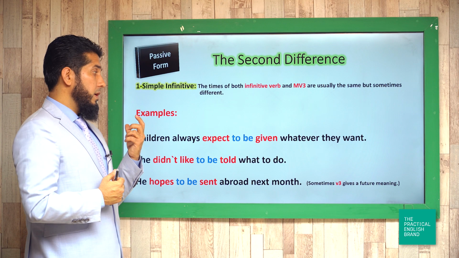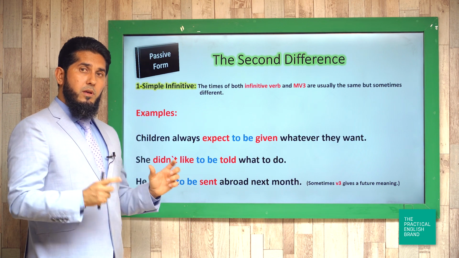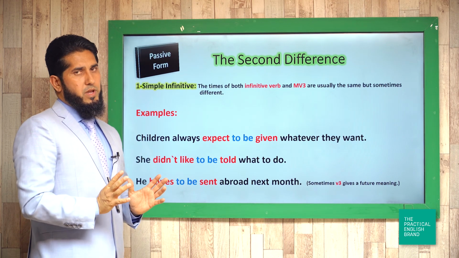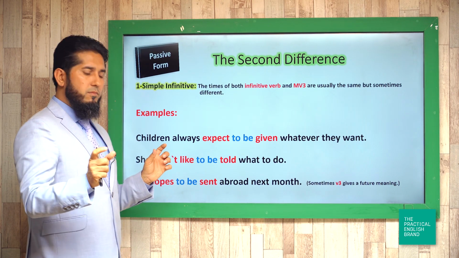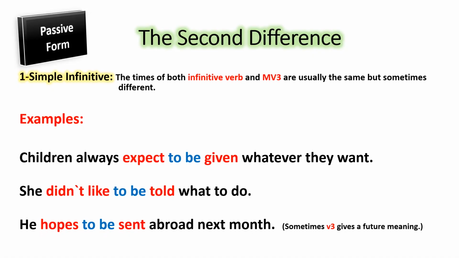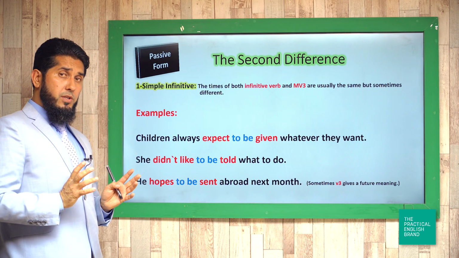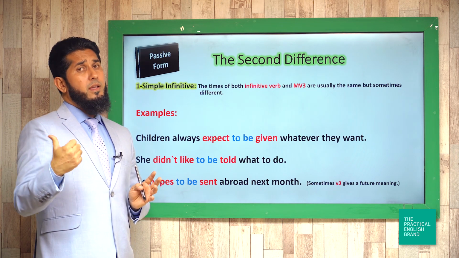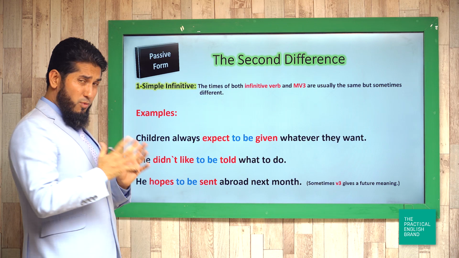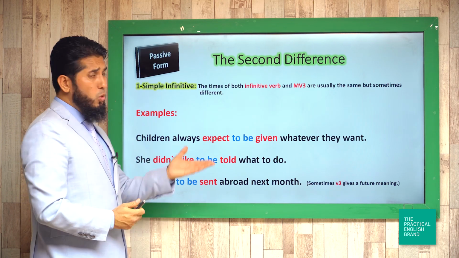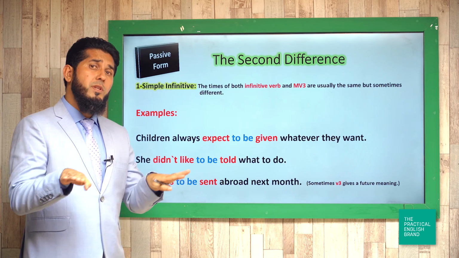So now, expect and given. Expect is infinitive verb and given is the main verb. But the times of both verbs are the same times. The second example says, she didn't like to be told what to do. Okay, so the concept here is that if someone told her what to do in the past, she didn't like that in the past. So now the times of both, didn't like, the infinitive verb in negative form, and told, the main verb in third form, are the same times.